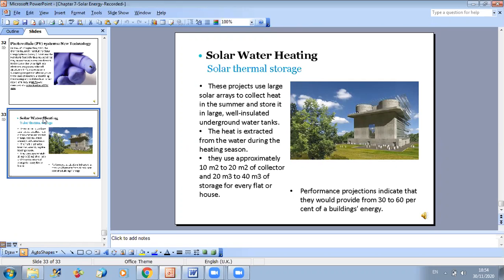Here the disadvantage is you need a very large amount of space. You need to go underground first to have a very large volume to store heat. But on the other hand, you can benefit from the solar energy during hot seasons and use it in cool seasons. Performance projections indicate that they would provide from 30 to 60% of a building's energy. So they can save a lot of energy if implemented in buildings.